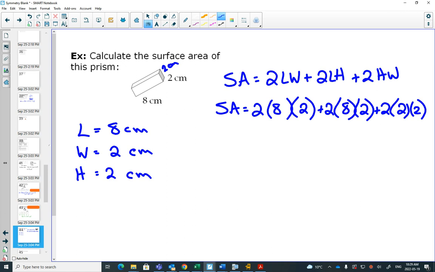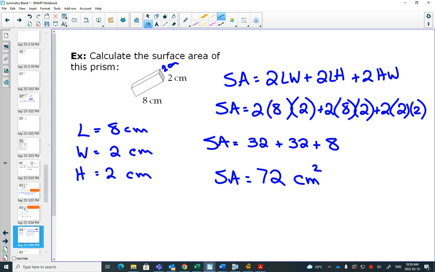So method 1 is that we can figure this out given the formula that we have and writing things in. Then it's just a matter of multiplying. 2 times 8 times 2, that's 32. 2 times 8 times 2, that's 32. And 2 times 2 times 2, that's 8. We get our surface area, 72. We have to look, was there units? Yes. Area is always something squared, so we have our surface area equals 72 centimeters squared. That's method 1, using the formula.